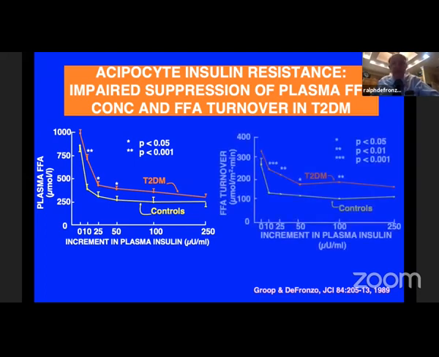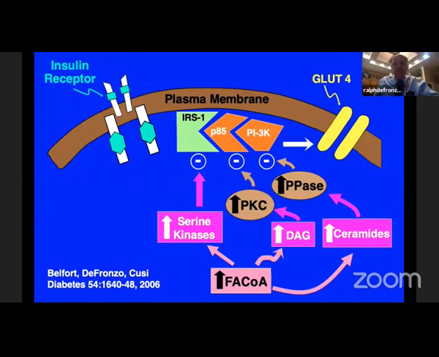And we also carried out these studies with C14 palmitate. And you can see in the diabetics that the palmitate turnover parallels the FFA level. So the ability of insulin to inhibit lipolysis in the fat cell is severely impaired. And as Dr. Garvey showed, the ability of insulin to stimulate glucose uptake into the fat cell is also impaired.